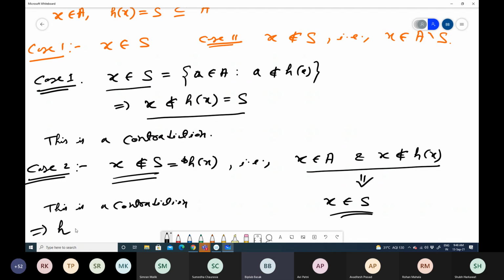So that implies H cannot be bijective, or you can say it cannot be surjective.